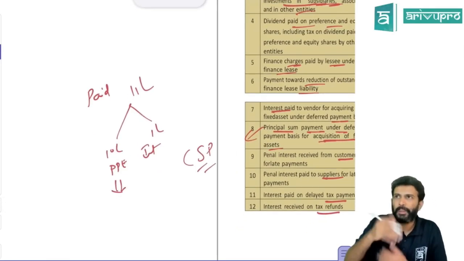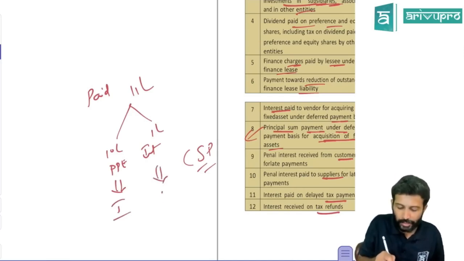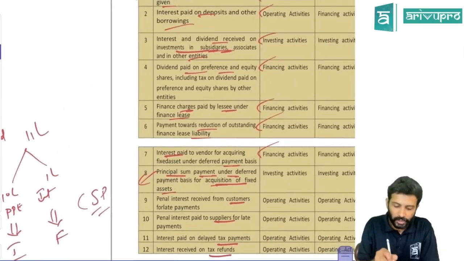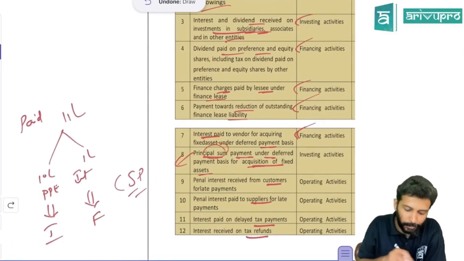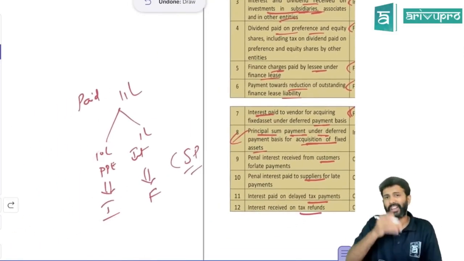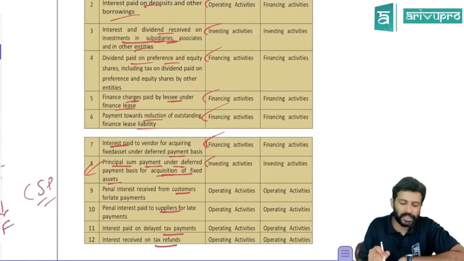So when you pay this 10 lakh, PPE purchase is an investing activity. So this will come under investing activity, and this will come under financing activity. That's what they're saying over here. So the interest portion here refers to 1 lakh that you show under financing activity. But the principal paid is towards the PPE, so that will be for PPE purchase. PPE purchase is your investing activity, so that you'll show under investing activity.